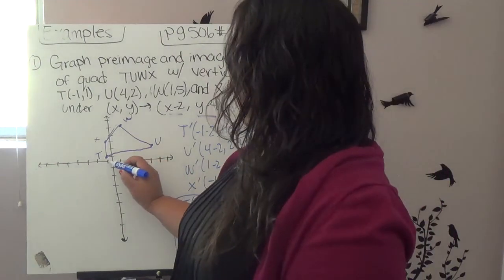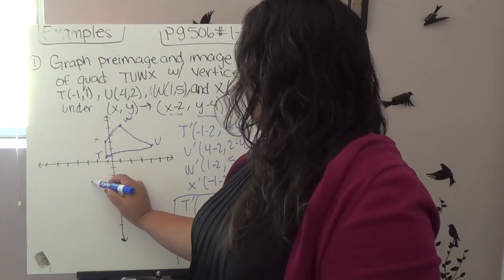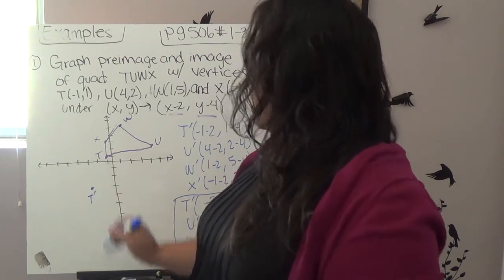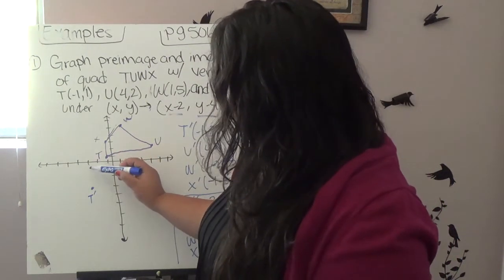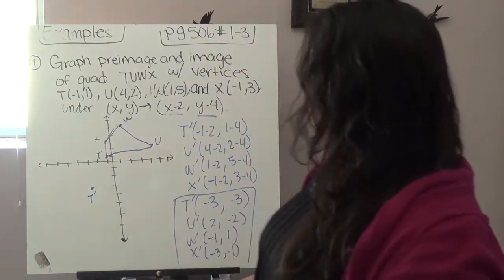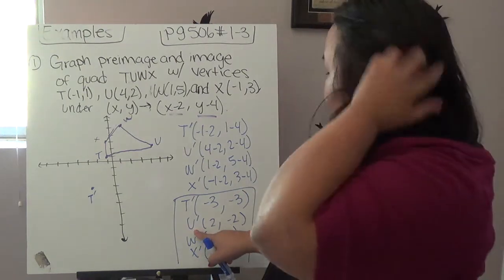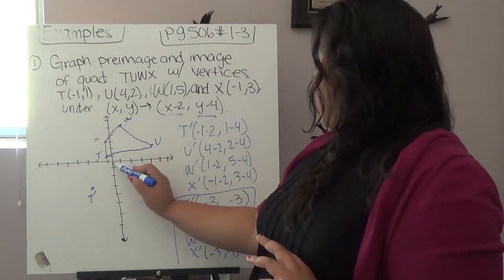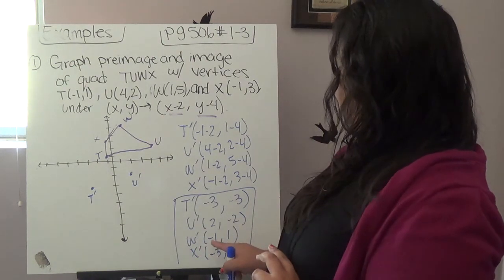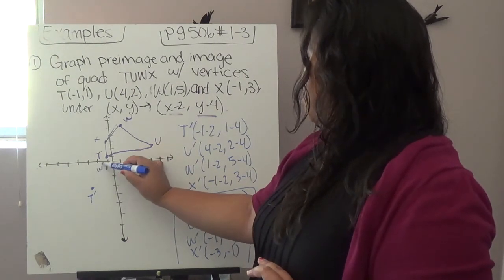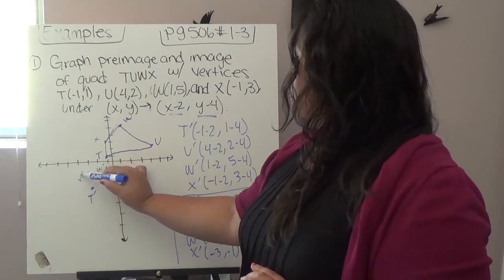T prime is -3, down 3: 1, 2, 3. This is T prime, and I can check it by seeing, did I move it back 2, 1, 2, yes, and down 4, 1, 2, 3, 4, and that's T prime. So it's the same thing. I just did the math to make it a little bit simpler. U prime is +2, down 2. That's U prime. W prime is -1, +1. And X prime is -3, down 1. This is X prime.